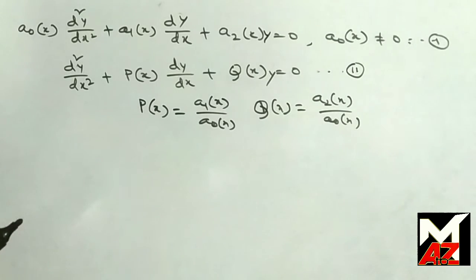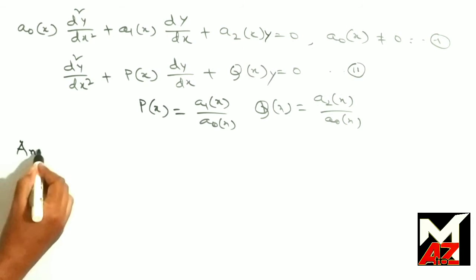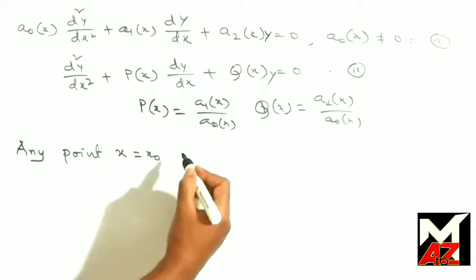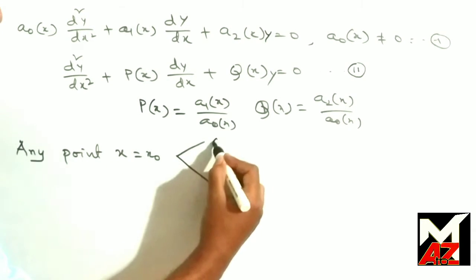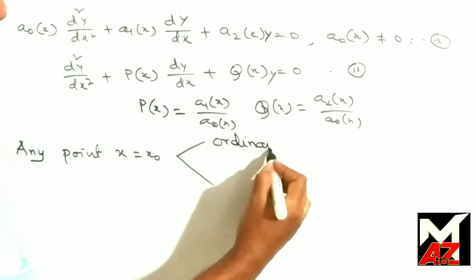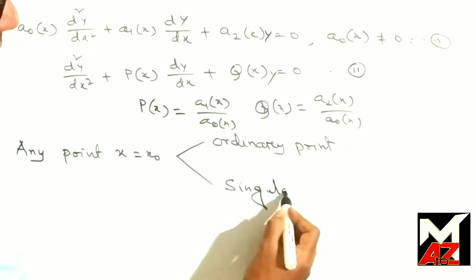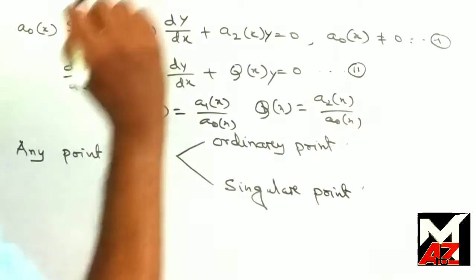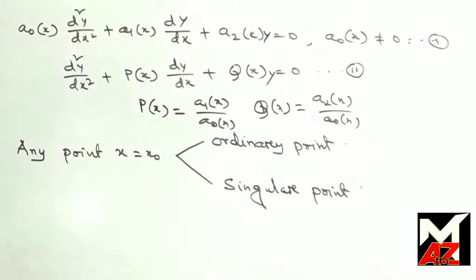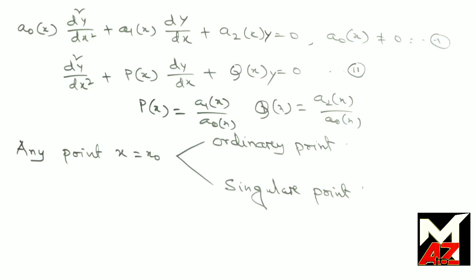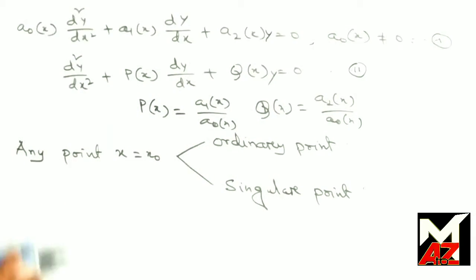Now here we get two types of points. Any point x equal to x0 is called an ordinary point or a singular point, on the basis of the character of p of x and q of x.